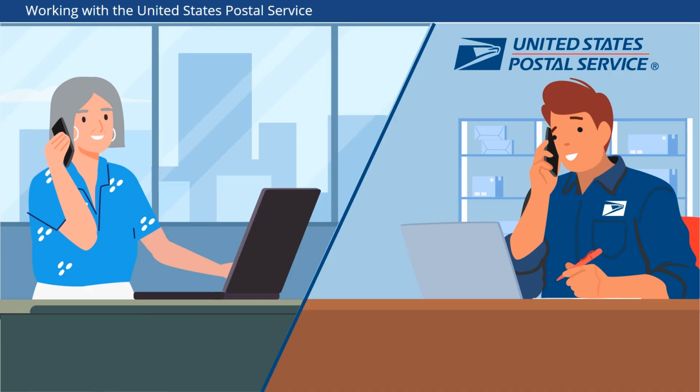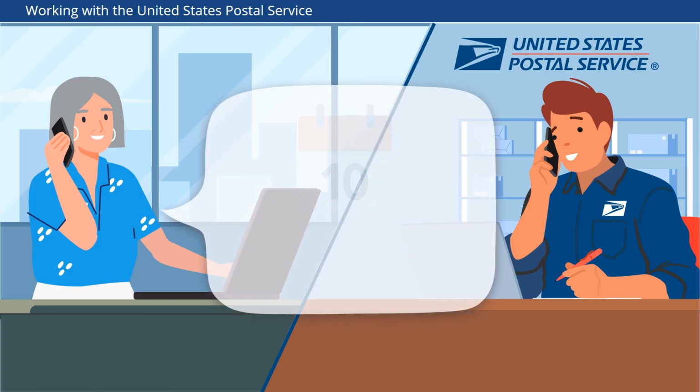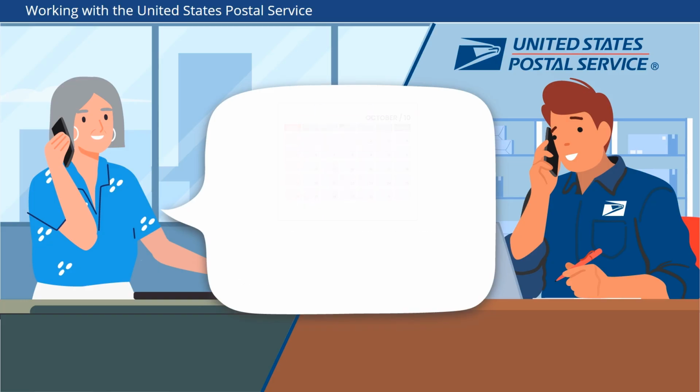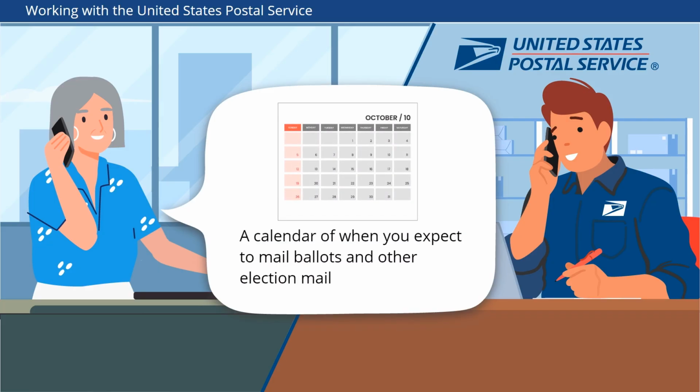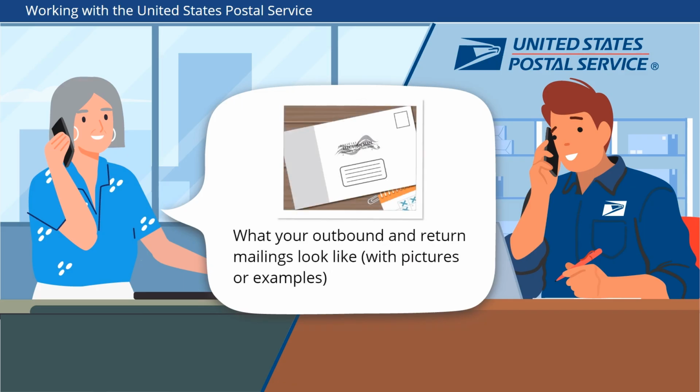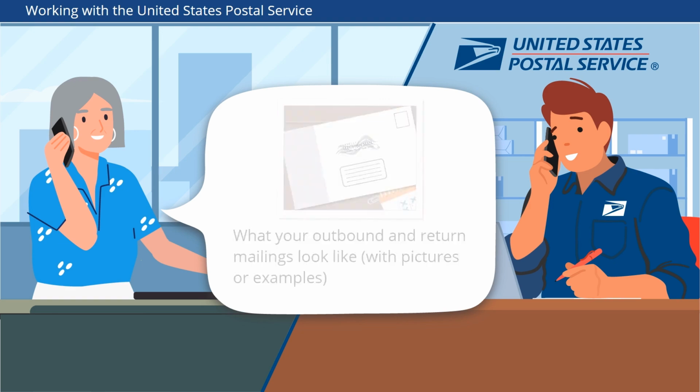Once you've established relationships in each Postal Service office, it's helpful to give them a window into your work. They may not know a lot about election mail, and processes can change from election to election too. Explain things like expected mailing dates and the approximate volume of mail you anticipate sending. You can even provide a calendar of when you expect to mail ballots and other election mail. What your outbound and return mail pieces look like. Consider providing pictures or examples if you can.